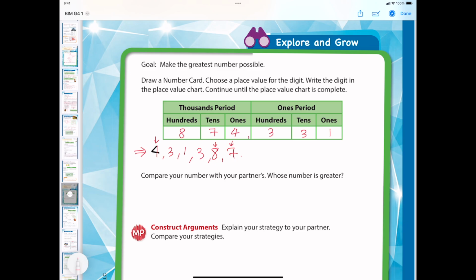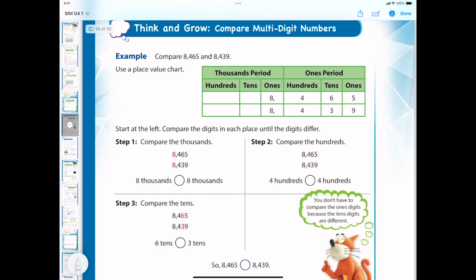So now it's your turn to make your own number and compare your number with your partner's. That's the activity for today. And then explain your strategy to your partner. How and why did you make that number? Just explain and talk to your friend. All right, that must be fun. Next page. I'm just gonna move on.